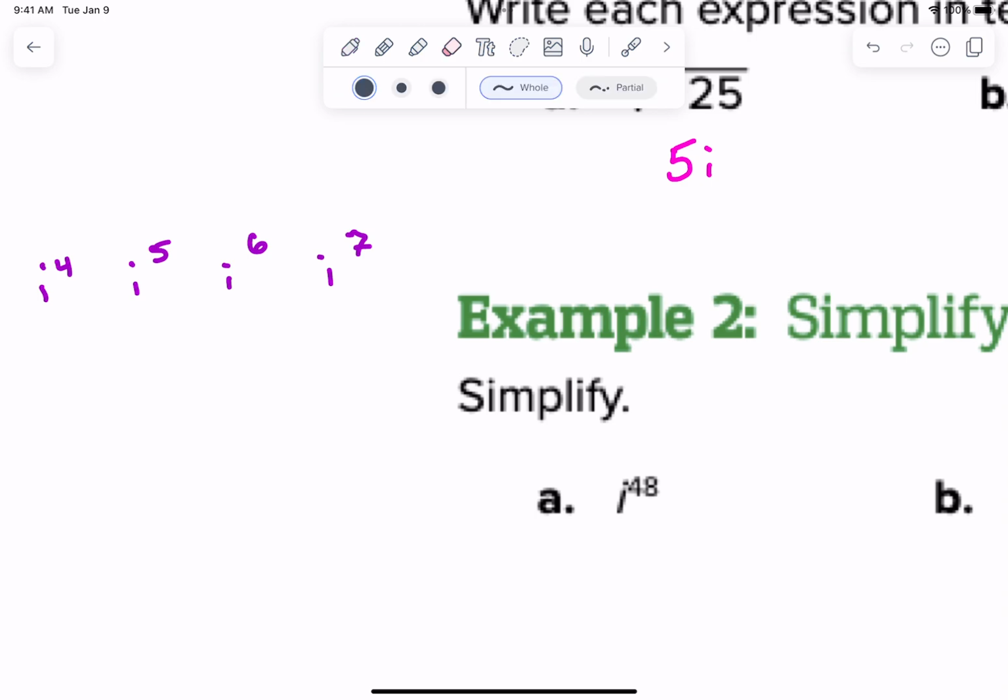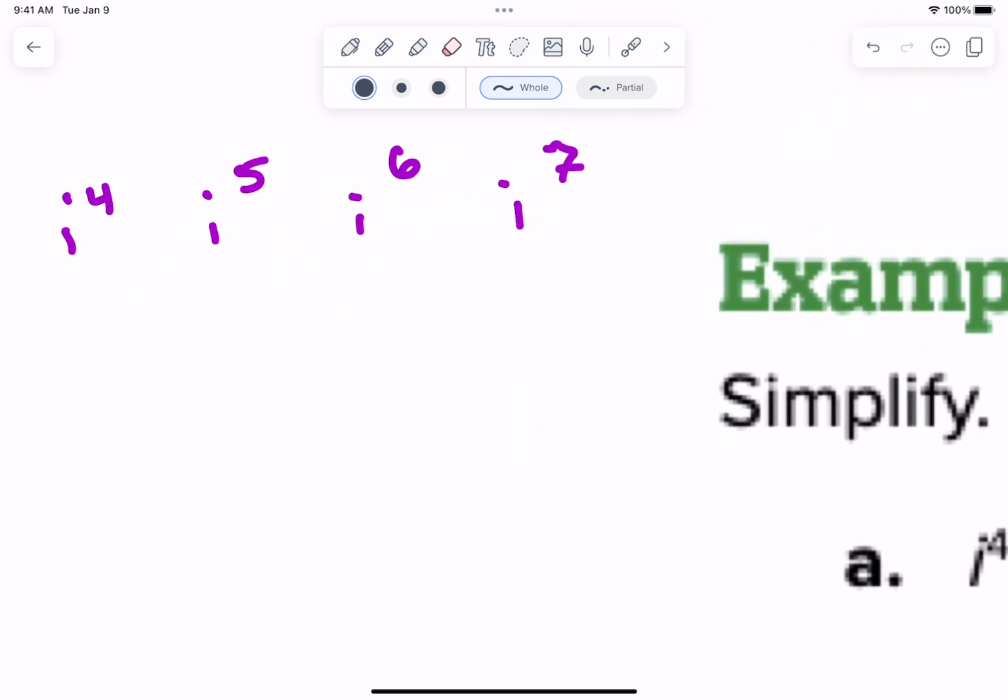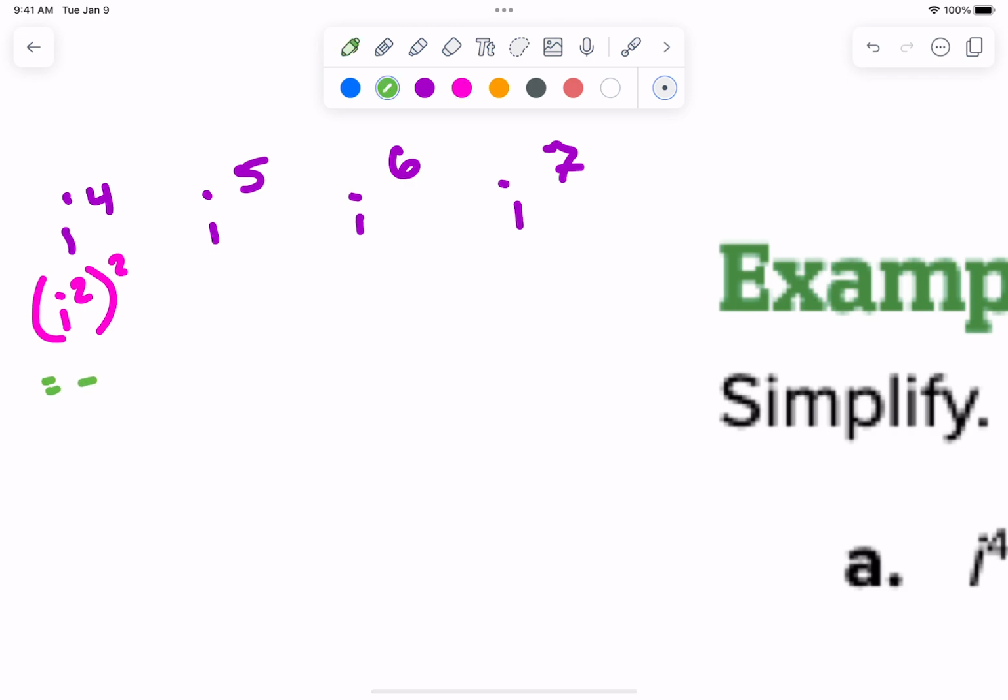We don't know what any higher powers are other than i squared, right? So I'm going to write everything in terms of i squared. So i to the fourth is like i squared squared, right? Okay, but what did we say i squared was? -1. So this is like -1 squared. If I take -1 and square it, is it -1 or +1? +1. That's my final answer.